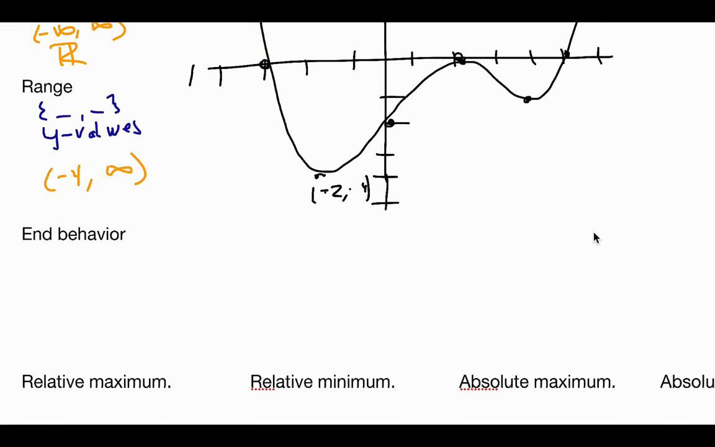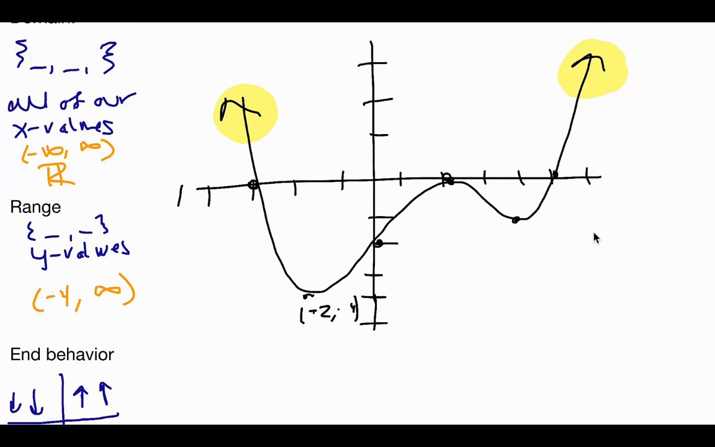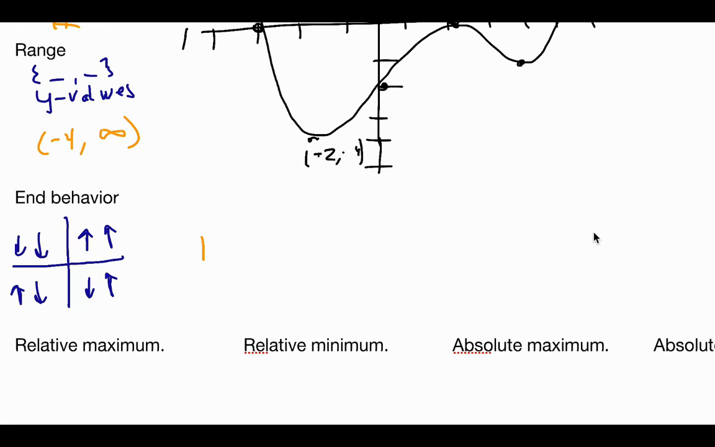End behavior should be described in terms of limits. But for the purposes of this class, we're just going to look at the cases of positive, positive; negative, negative; positive, negative; and negative, positive. Those are the four possible situations. And since on my graph the ends are both going up, our end behavior is just going to be listed as positive, positive.